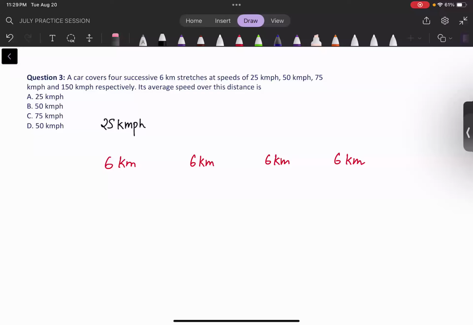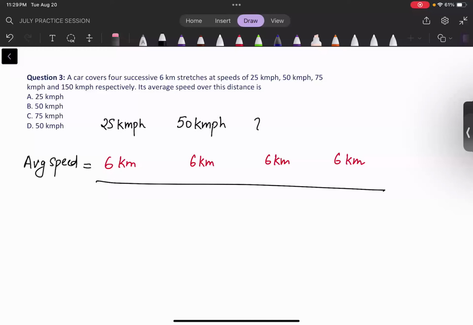Write it separate. Okay, average speed is total distance by total time. I don't need to write the speed in the formula. I want distance, I want time, not speed. So write it separate. For 6 kilometer, 50 kmph. For the next one, 75 kmph. For the last one, 150 kmph. Are you observing something with the values given in the speeds? Observing.